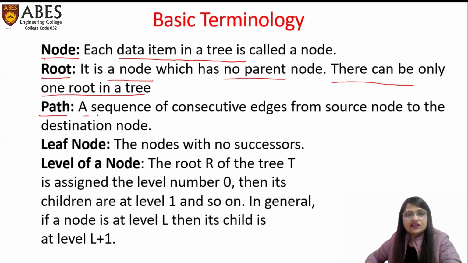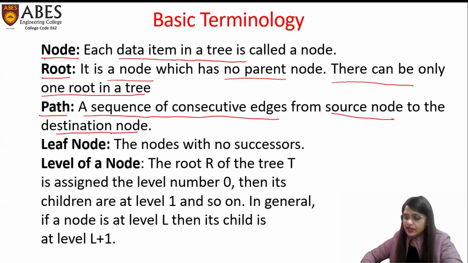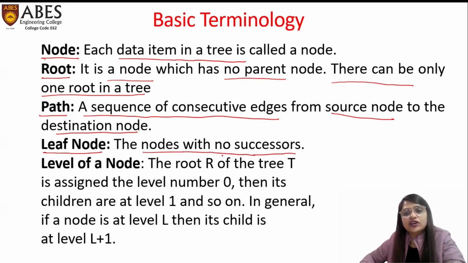Path: a sequence of consecutive edges from the source node to the destination node is known as a path. It is mainly a sequence of consecutive edges which we have to follow from the source node to the destination node. Leaf node, which is also known as a terminal node: the nodes which don't have any successors, or which do not have any child node, are known as a leaf node or terminal node.